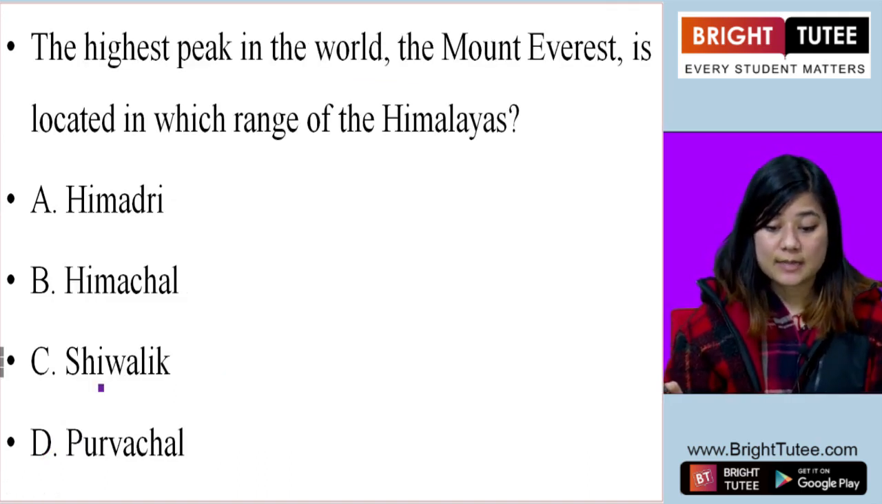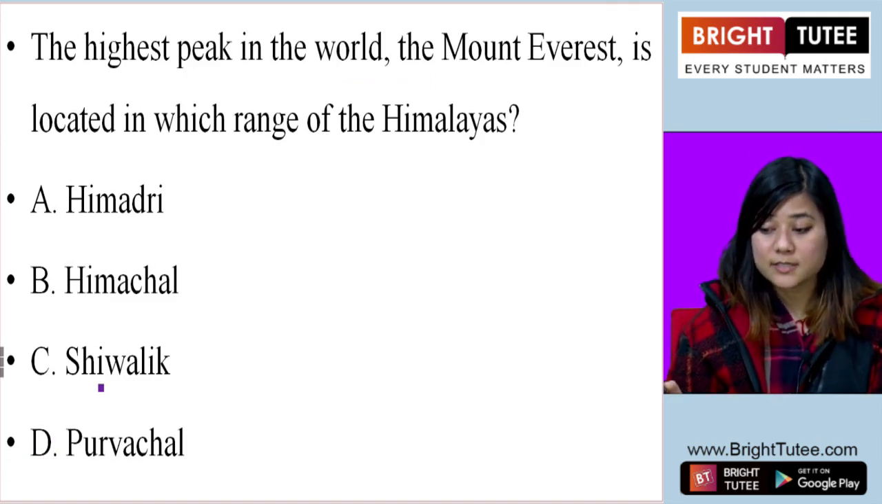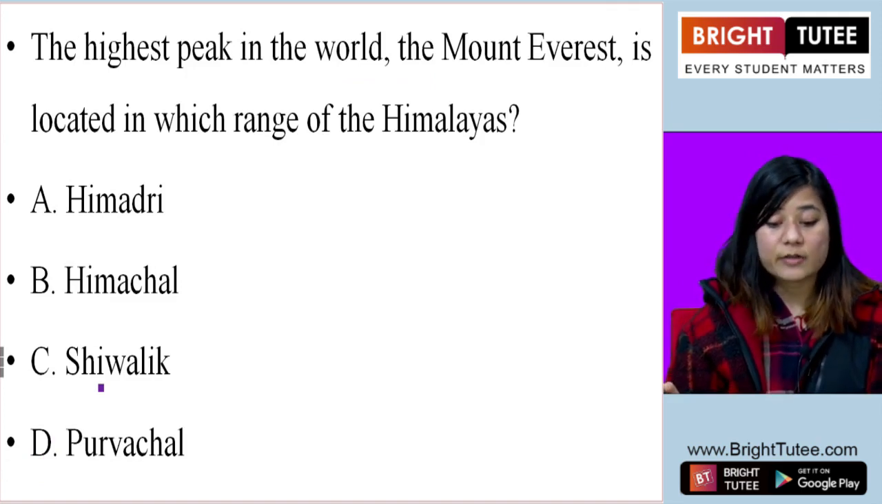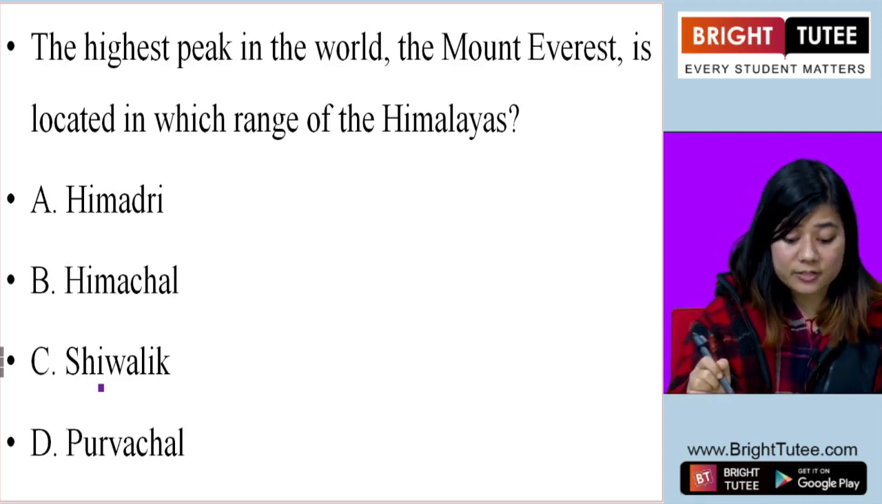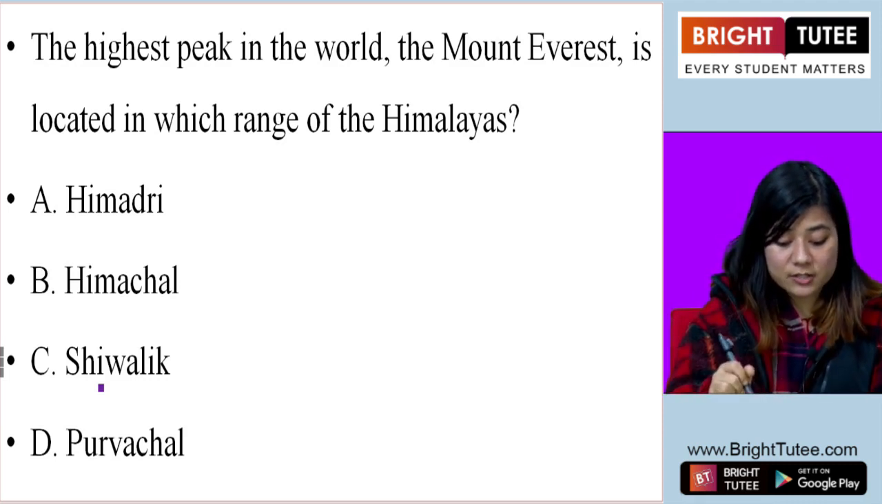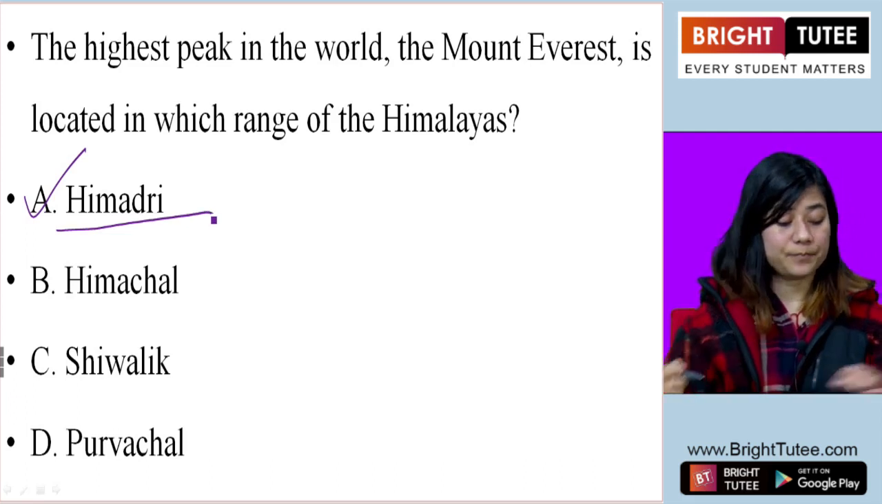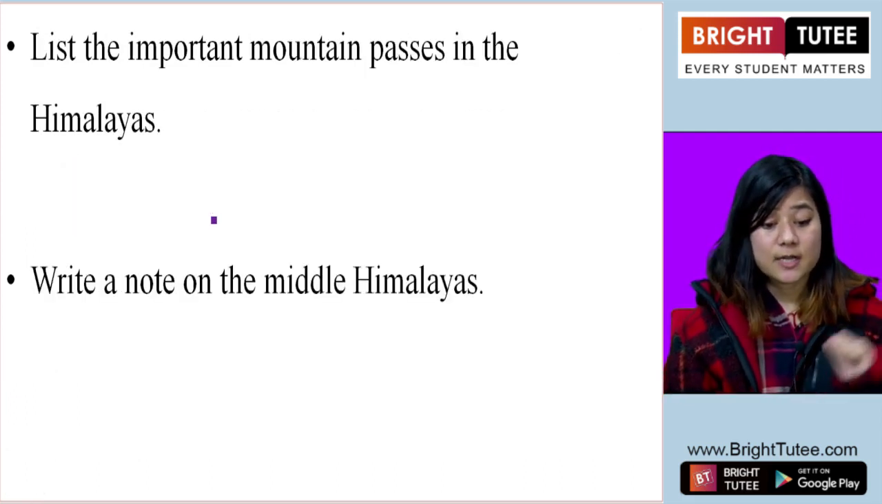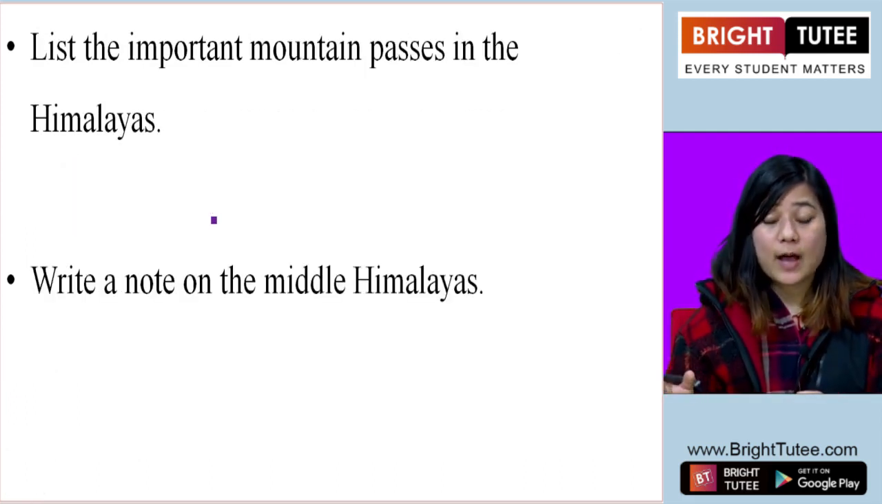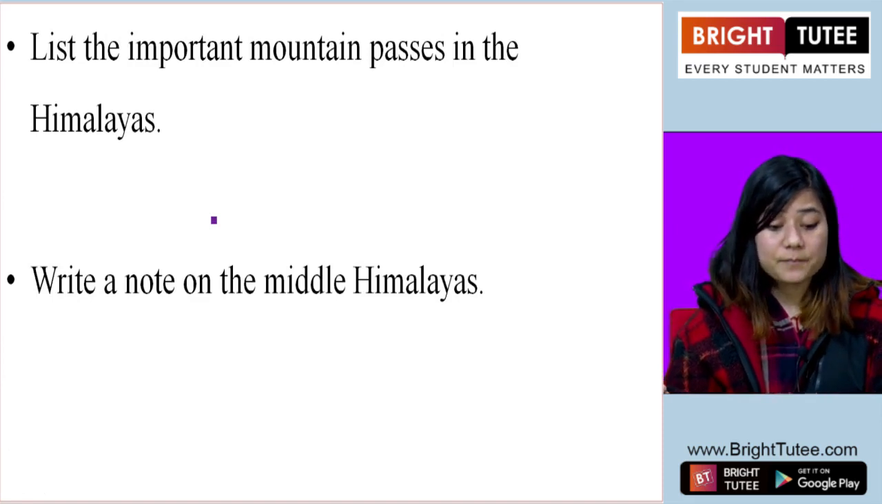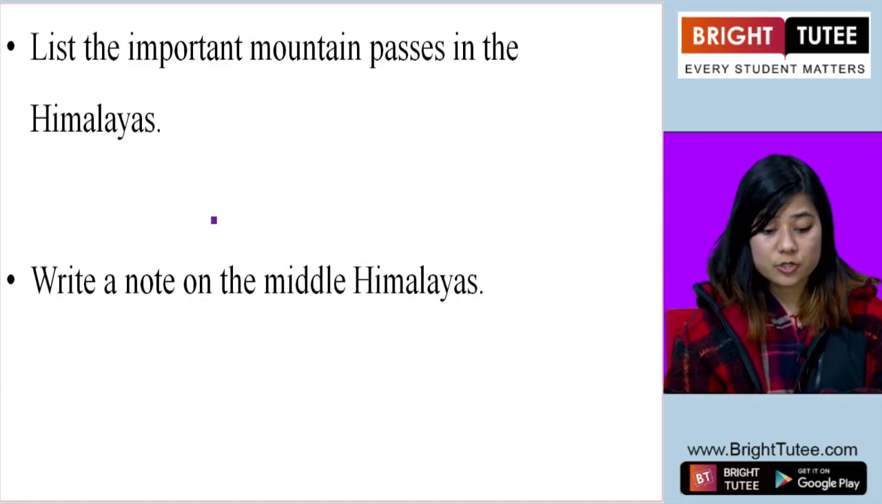Next one. The highest peak in the world, Mount Everest, is located in which range of the Himalayas? A, Himadri; B, Himachal; C, Shivalik; D, Purvanchal. It is A, Himadri. The next questions are short answer type questions, so the answers should be short.